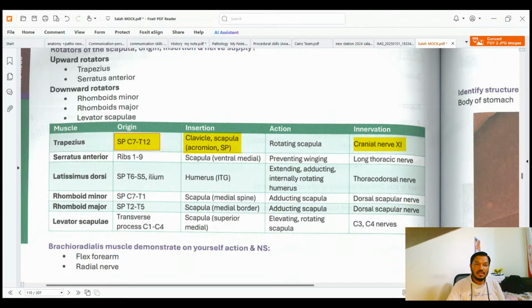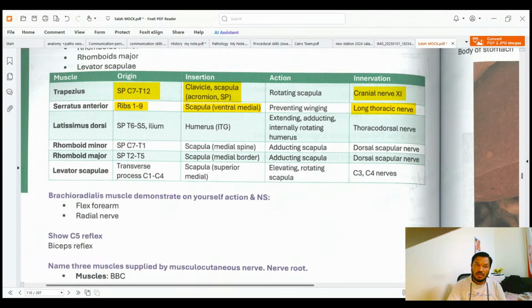Now serratus anterior: origin from upper ninth rib, ribs 1 to 9, insertion into the ventral, inner aspect of the scapula, ventral and medial border, and action preventing winging, by long thoracic nerve of Bell.